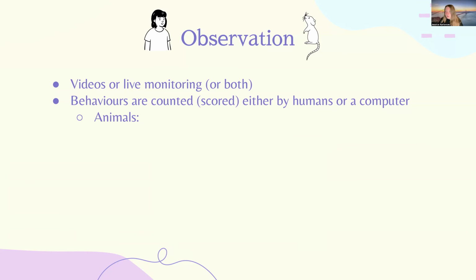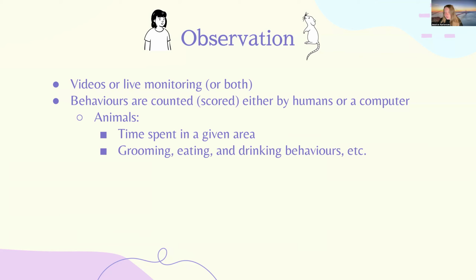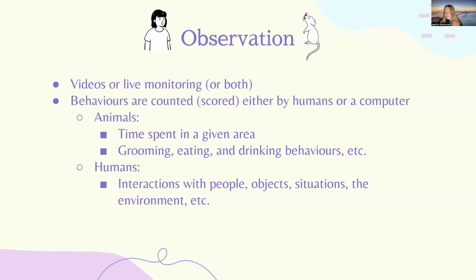In animals, we can score behaviors including time spent in a given area, or grooming, eating, or drinking behaviors, and more. In humans, we can score behaviors including interactions with people, objects, situations, and the environment, and more.